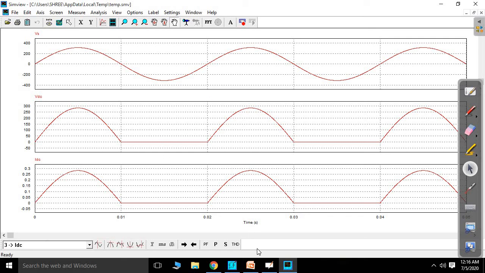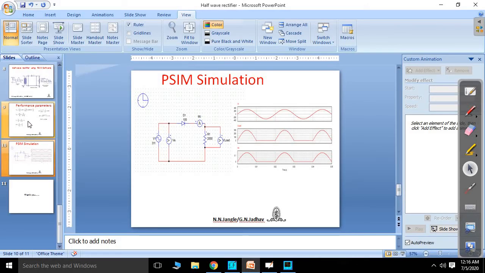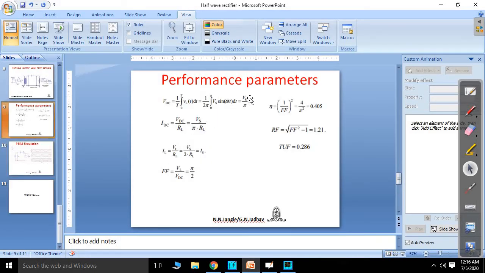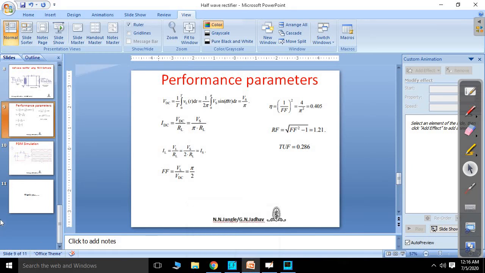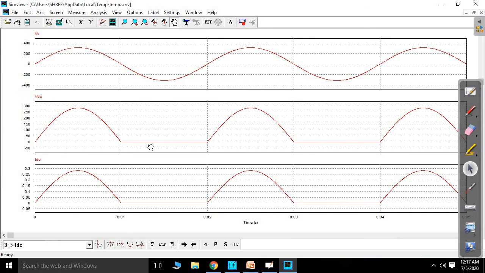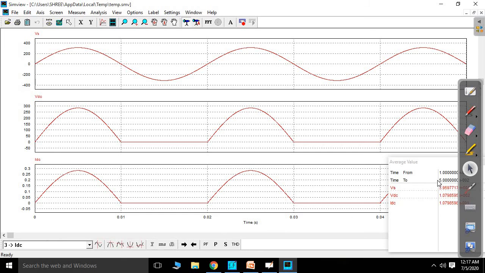Now I want to check the performance parameters of this circuit. All the performance parameters of the circuit depend upon the value of VDC or the RMS value. Form factor is nothing but VL upon VDC. So most of the parameters depend upon VL, VDC and VRMS. At the bottom of this waveform you will observe average. Click on this average, and you will get the average value of the voltages.